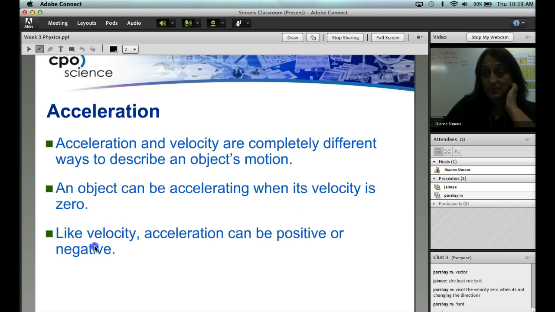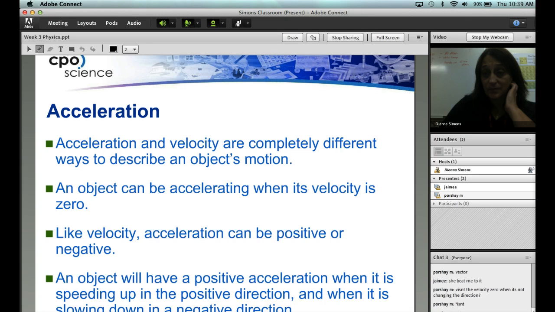Okay, so like velocity, acceleration can be positive or negative, so that tells us that acceleration is a scalar. I'm sorry, is a vector. If I make a mistake, you guys let me know. So an object will have positive acceleration when it's speeding up in a positive direction, and negative acceleration when it's slowing down in a negative direction.